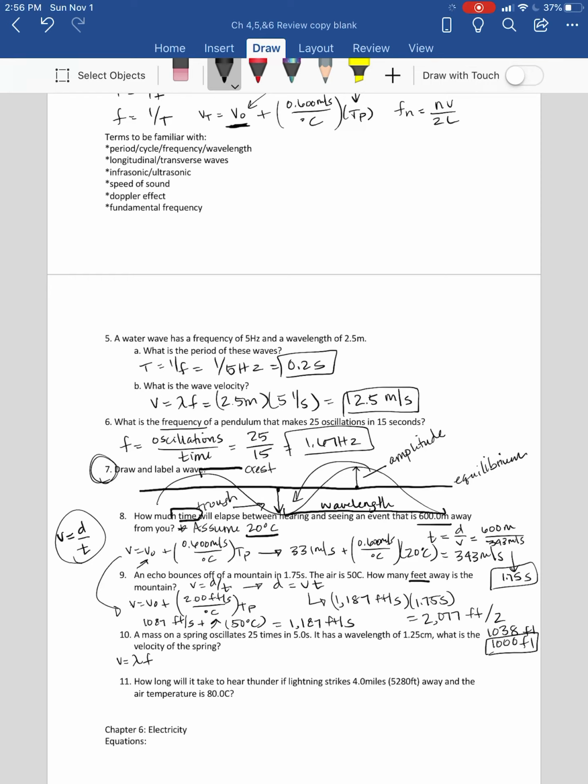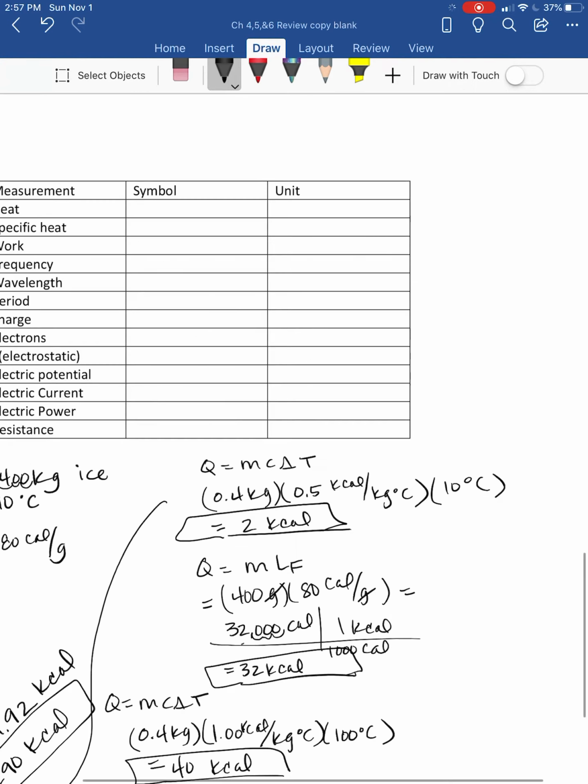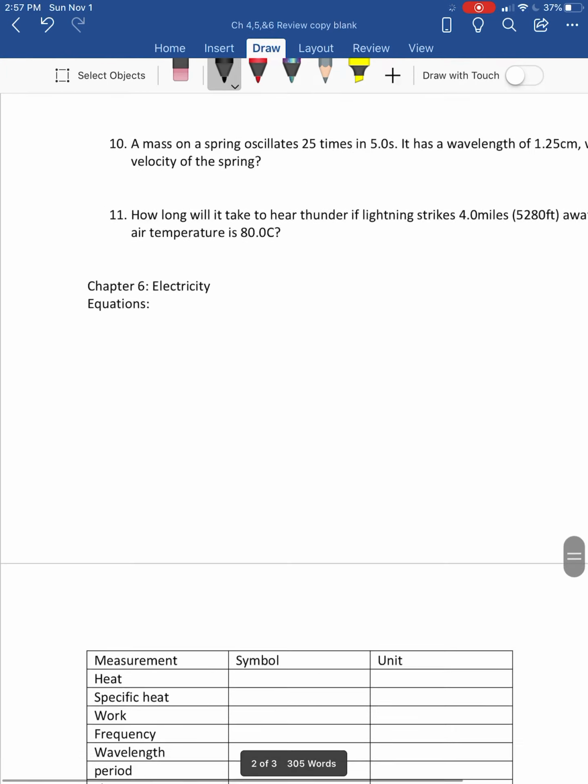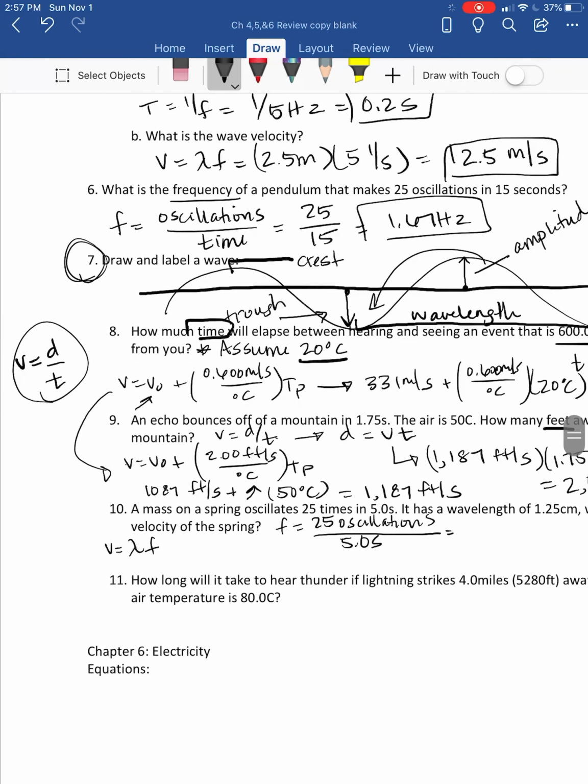Frequency is oscillations per time. Let me get my calculator really quick here. We've got 25 oscillations divided by 5 seconds, which is 5 hertz. So our frequency becomes 5 hertz.